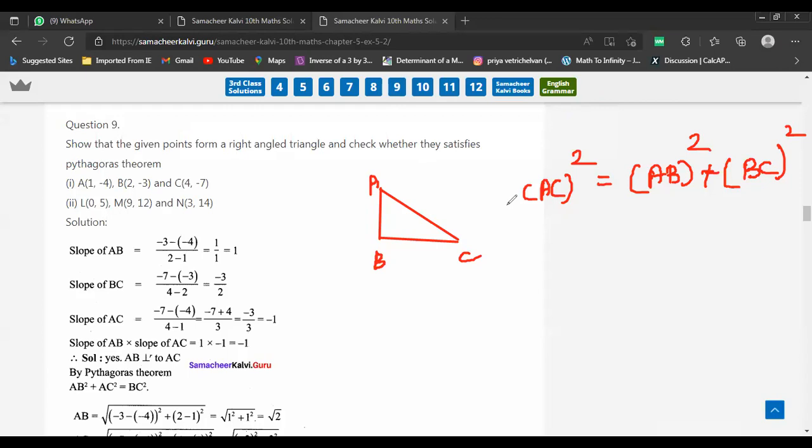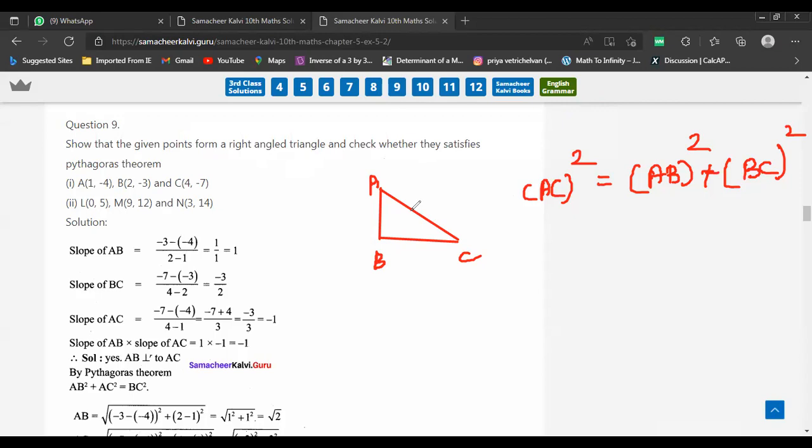I was explaining about this Pythagoras theorem. From the right angled triangle, we can say hypotenuse square is equal to the sum of opposite square and adjacent square. So AC square is equal to the sum of AB square and BC square. So let's show that the given points form a right angle triangle.